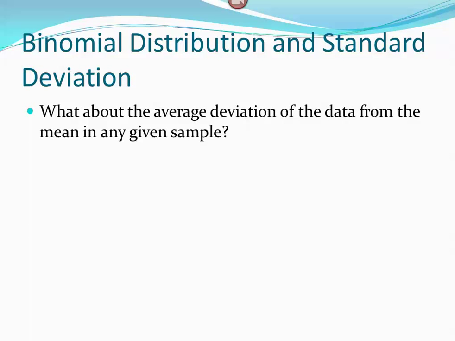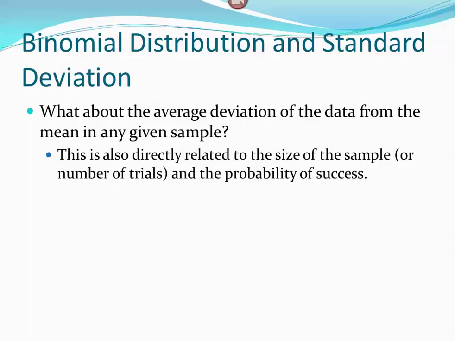All right, what about standard deviation? What about the average deviation of the data going from trial to trial to trial? This is also directly related to the size of the sample and the probability of success. In fact, we use n and p again, but then we also throw in the multiplication by the probability of failure. n times the probability of success times 1 minus p, which would be our probability of failure. We take that number and we find the square root of it.